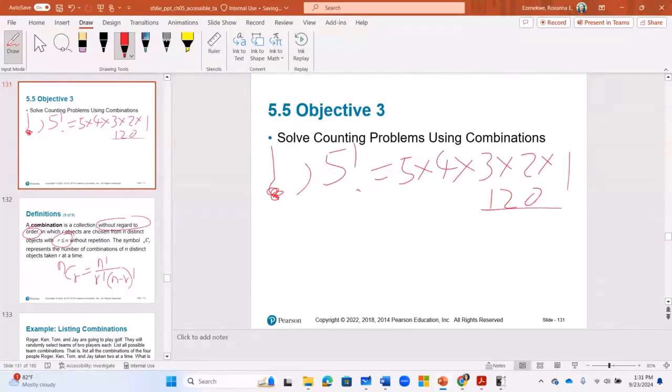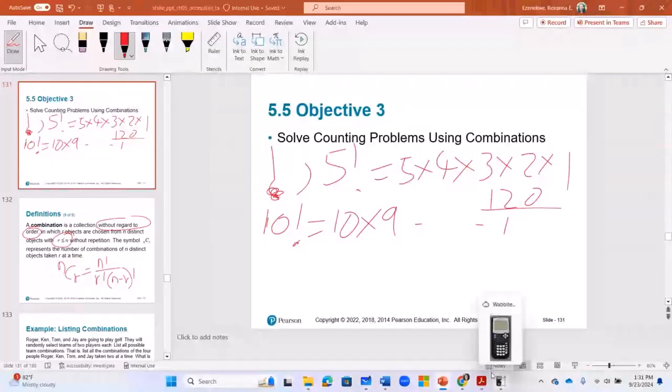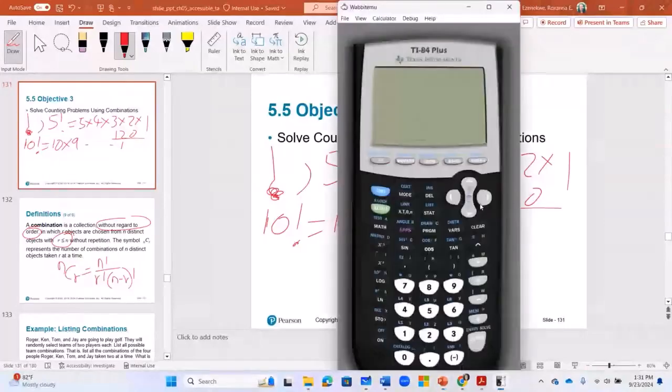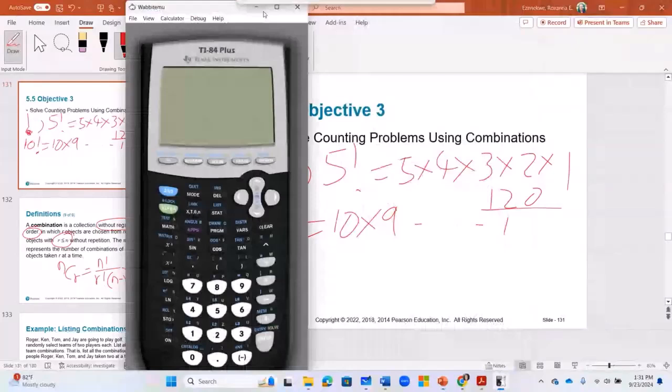If I'm told to write 10 factorial, sometimes it becomes so burdensome that you have to find your calculator. So 10 factorial will be 10 times 9, and I'll keep multiplying until times 1. I know you can do it in your calculator, but I don't want to assume you know. So let's do it with our calculator. How can I find 5 factorial with my calculator?